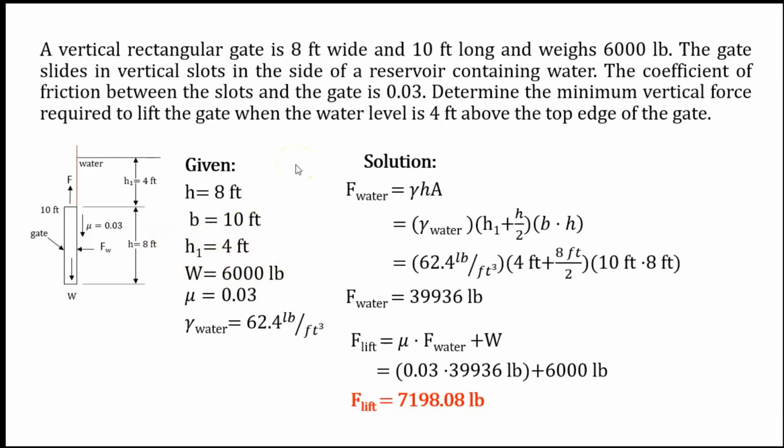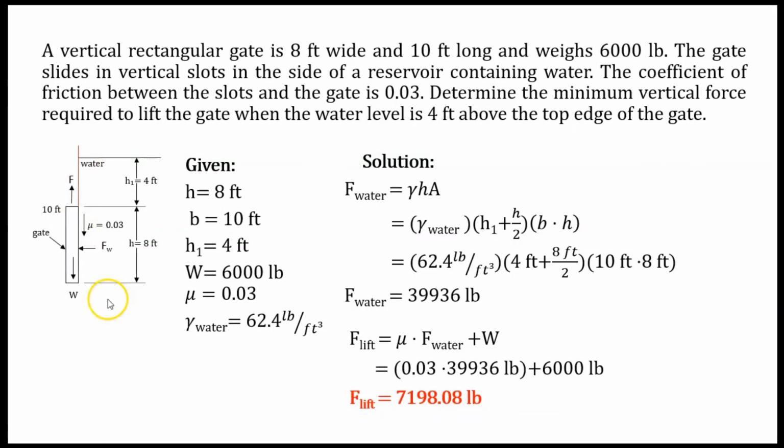So in the problem, we are asked to find the minimum vertical force required to lift the gate when the water level is 4 feet above the top edge of our gate. Based on our diagram, we have here the force of the water applied on the gate, and it is unknown. So in order to find the minimum vertical force required to lift the gate, we need to first find the force of the water applied on our gate.